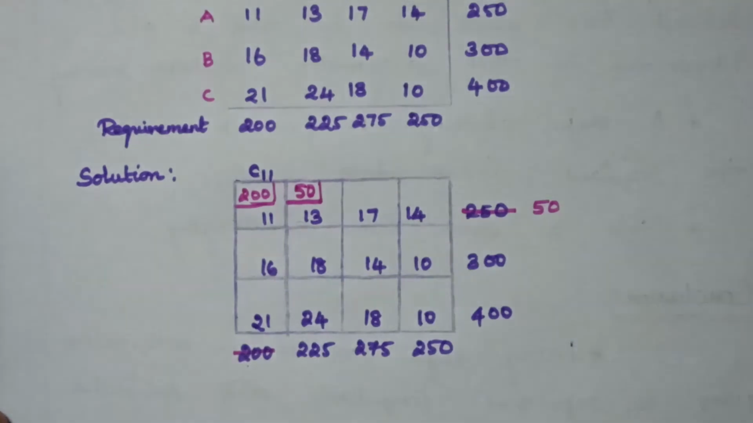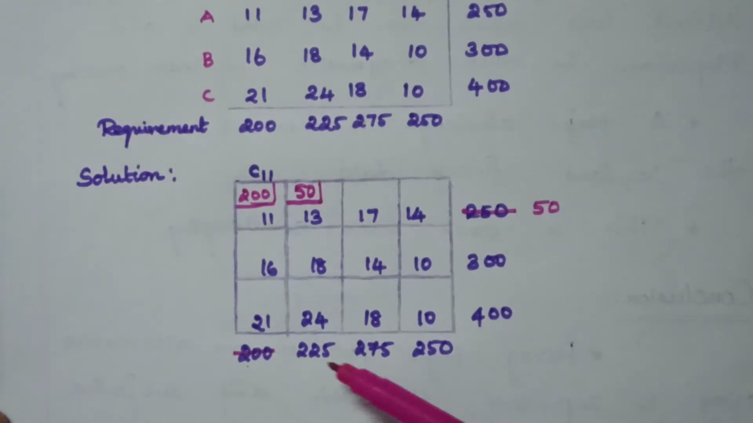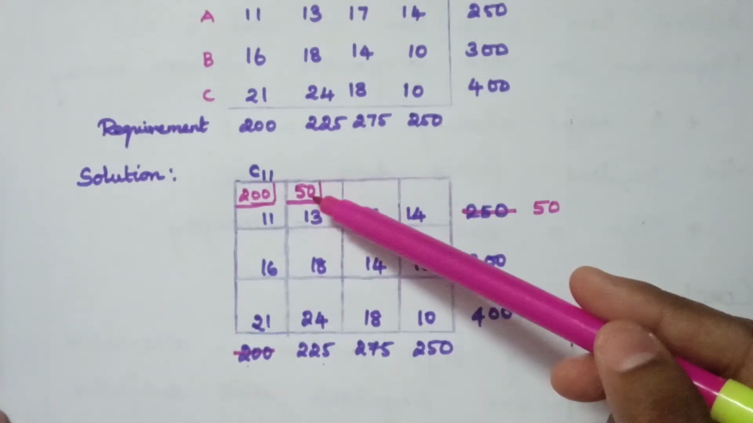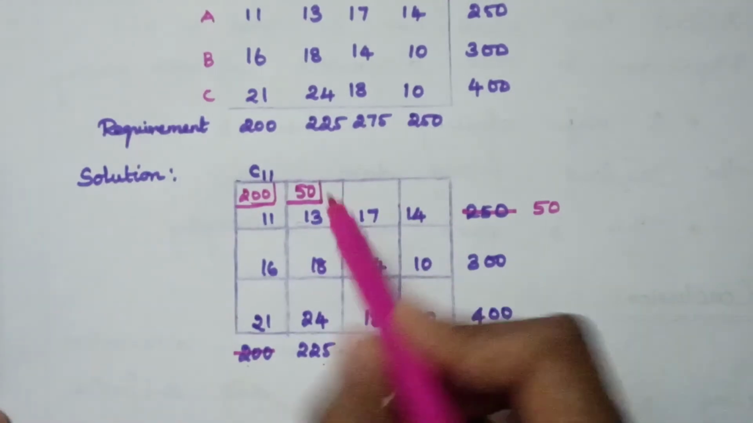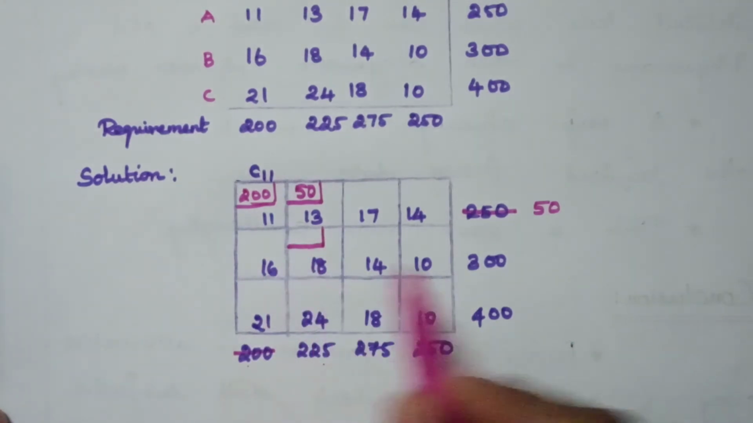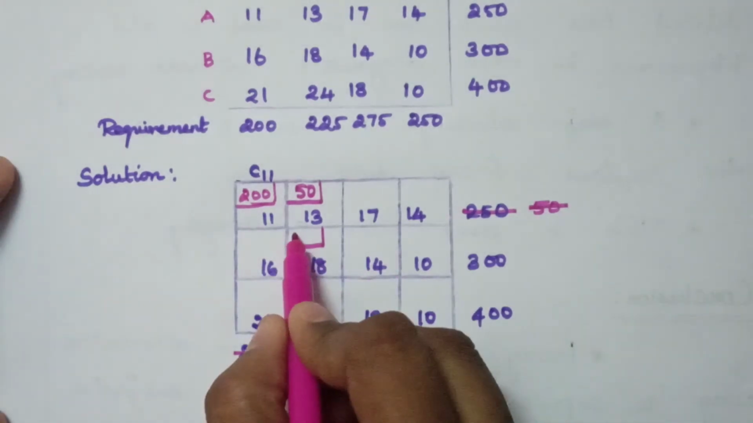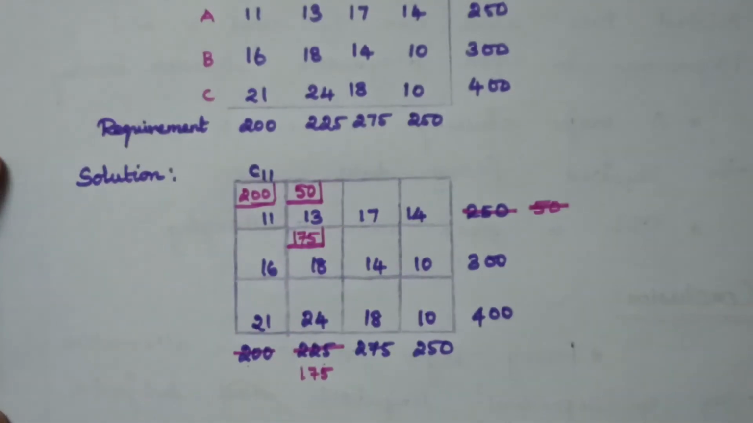Next we have to choose the next cell. To choose the next cell, we see the maximum value. Here we have 50 and 225. Which one is maximum? 225 is maximum. So it is vertically down from this cell, and we allocate for this cell. Here 50 should be subtracted from 225, and it will be 175. Here 175 and 300, which one is minimum? 175 is minimum, so we allocate 175 for this cell.